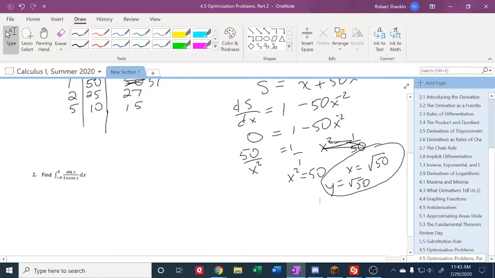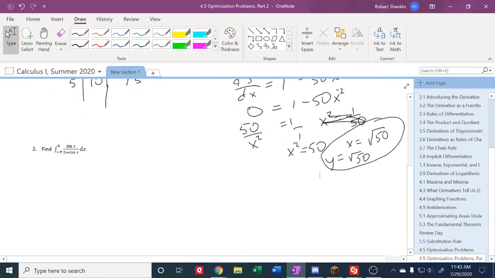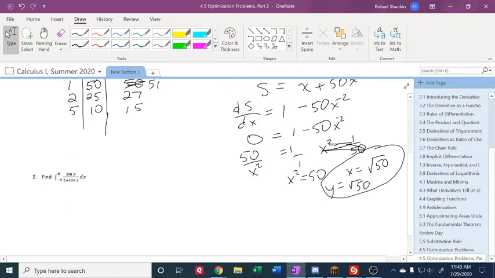Let's go to number 2. Find that integral, definite integral.